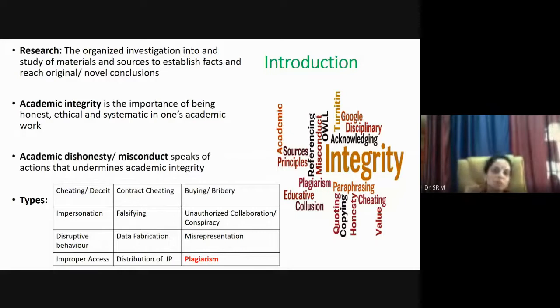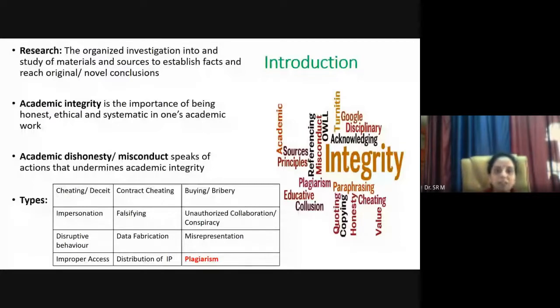Similarly, we also would have heard the terminology academic dishonesty, or academic misconduct. This speaks of actions which undermine or weaken, or are challenging, the academic integrity we just discussed. All these concepts are really critical in the world of professional academic research, as well as when we speak about publishing. In this context, there could be complaints, claims, allegations, or blames of misconduct. All this will play a very critical role.